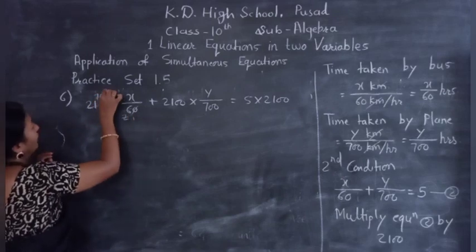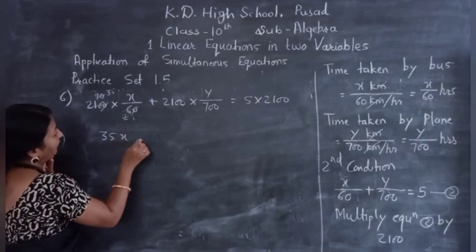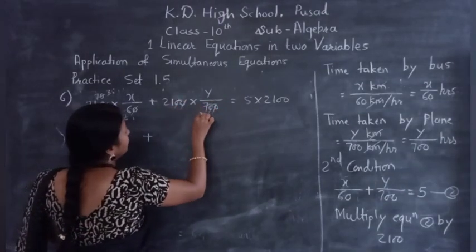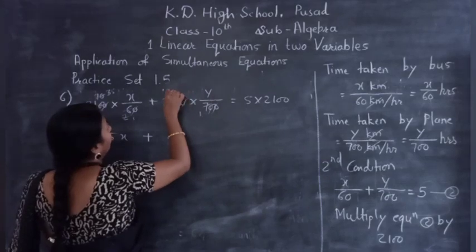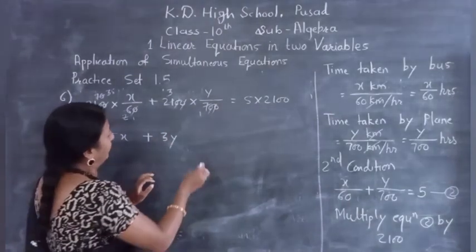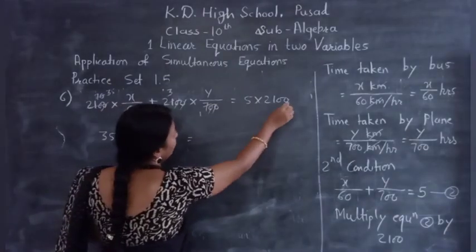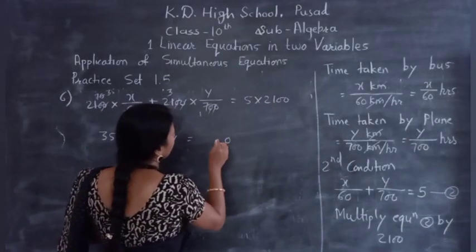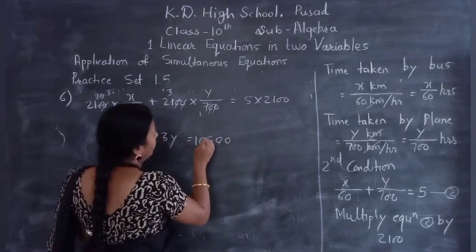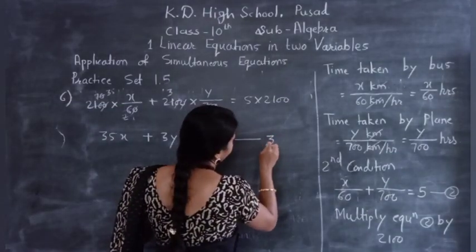0, so 2 1s are 2 and 2 35s are 70, that is 35x. One by one we simplify, plus 0 0 get cancelled, 7 1s are 7 and 7 3s are 21. That is 3y. Okay, is equal to, now 5 into 2100. 5 into 0, 0. 5 ones are 5 and 5 twos are 10. It is 10,500. This is our equation number 3.